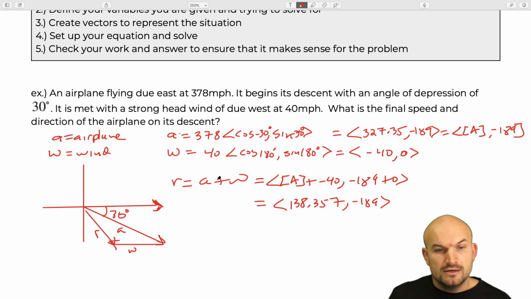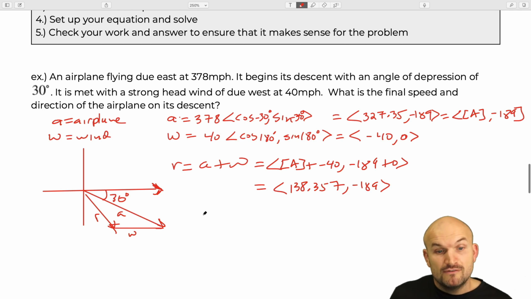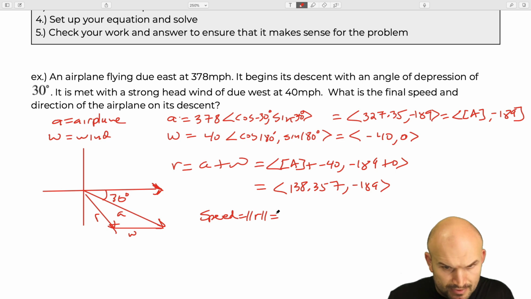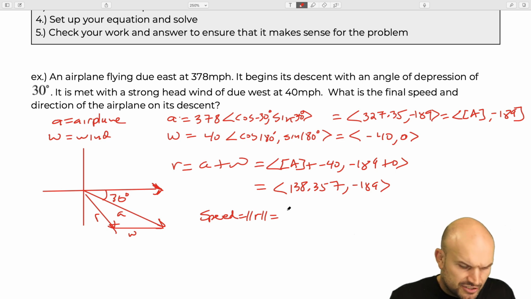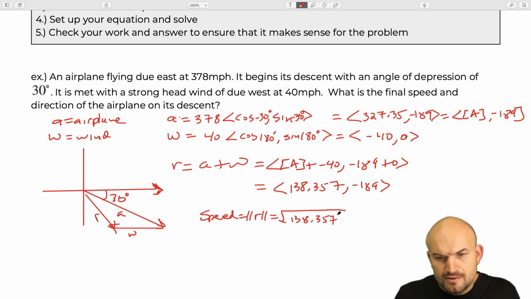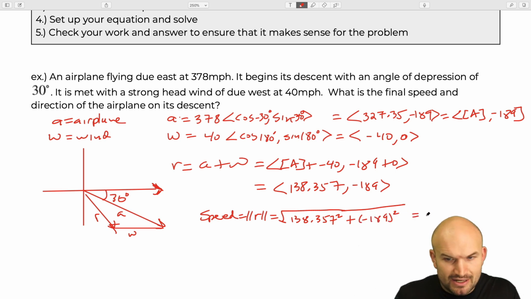Now, again, we still need to find our direction and our final speed. So our speed is just going to be the magnitude of r. Okay, so I'm just going to type this into my calculator. Actually, never mind, I can just do that. I can square this answer plus negative 189 squared, and then take the square root of that answer. Which equals the square root of 138.357 squared plus negative 189 quantity squared.